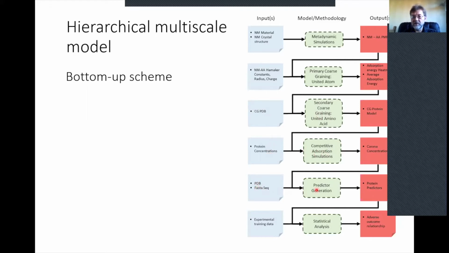Then we study concentration of proteins in the corona. And then finally, we come to the adverse outcome and certain biological activity. So you see, it's all like a first principle pathway that we want to just walk.